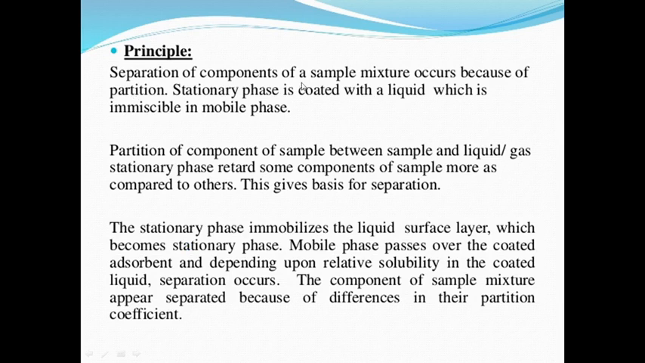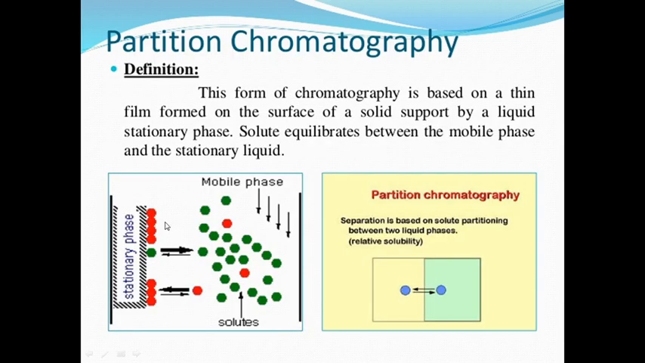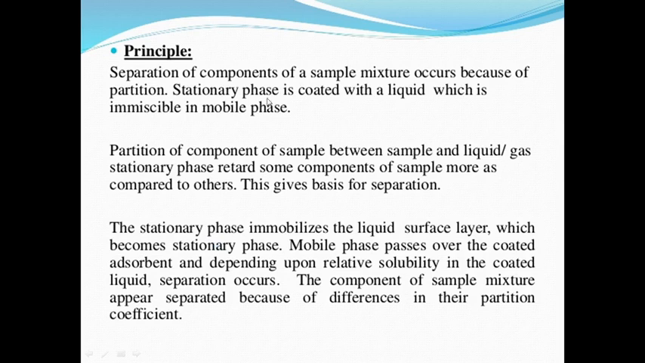The next principle: separation of components of a sample mixture occurs because of partition. Just now we discussed what partition is. Here the red color shows more affinity towards the water, so these are held, and the others show less affinity towards the stationary phase and are partitioned into the mobile phase. The stationary phase is coated with a liquid which is immiscible with the mobile phase, and the partition of a component of the sample between the mobile phase and the liquid stationary phase retards some components of the sample more as compared to others, and this gives the basic separation.